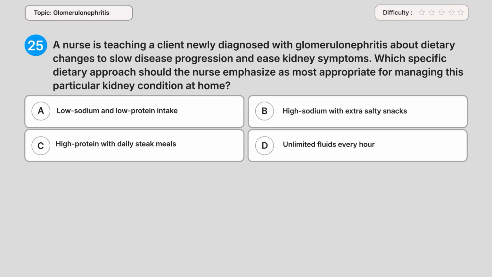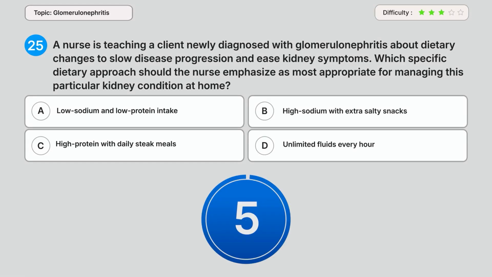25. A nurse is teaching a client newly diagnosed with glomerulonephritis about dietary changes to slow disease progression and ease kidney symptoms. Which specific dietary approach should the nurse emphasize as most appropriate for managing this particular kidney condition at home? A. Low sodium and low protein intake. B. High sodium with extra salty snacks. C. High protein with daily steak meals. D. Unlimited fluids every hour. Can you guess the answer?